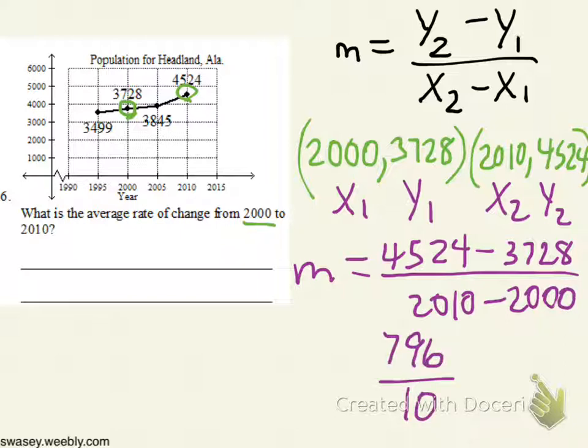So after you subtract, you should have 796 on top, 10 on the bottom. Divide that and we get 79.6. That's people per year, or you could say population per year.